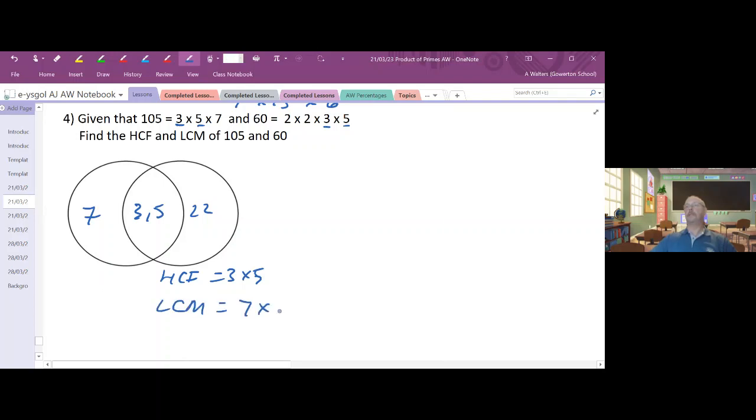7 times 3 times 5 times 2 times 2. Okay, so personally, I would do 7 times 15, because that section is 15, times 4. All right, and eventually you get 420. Okay, I'm just going to summarize some of that for you now.